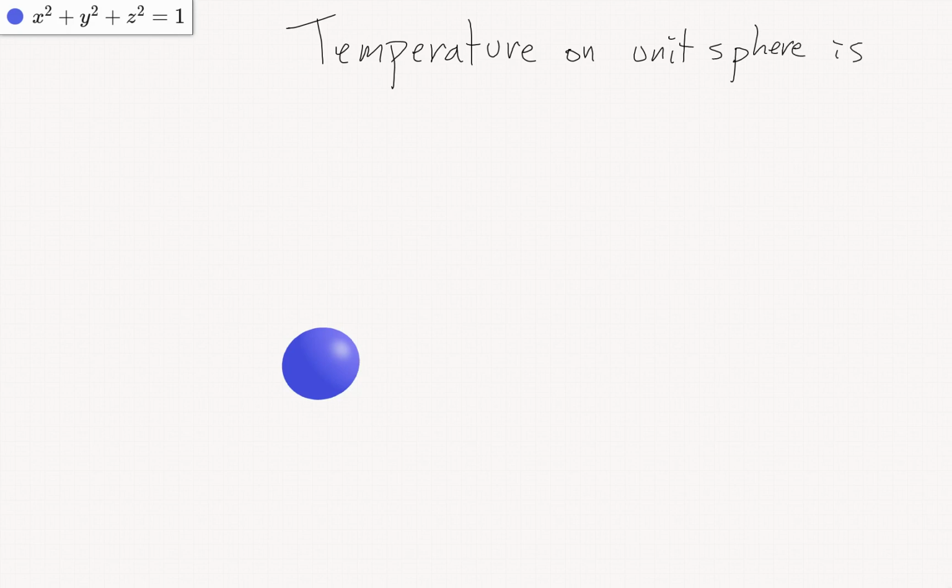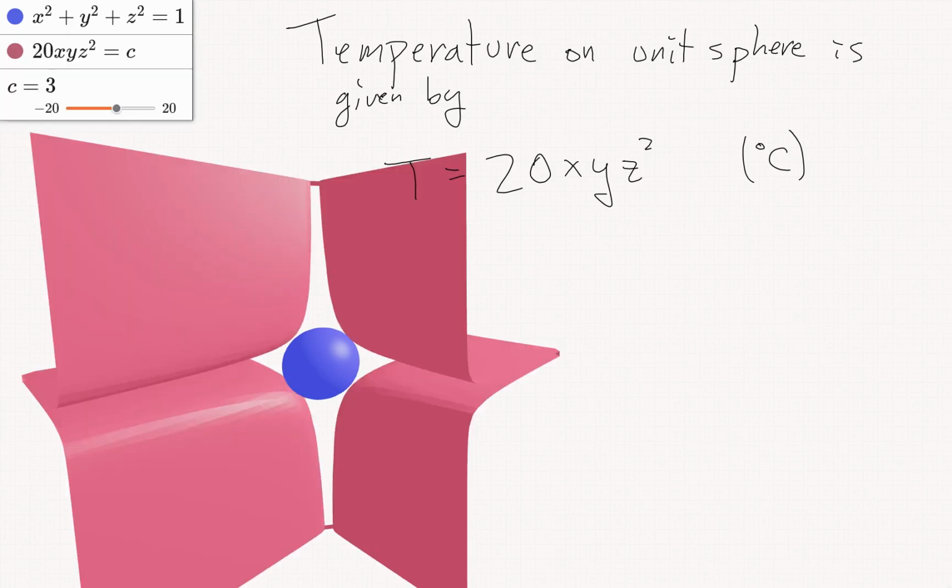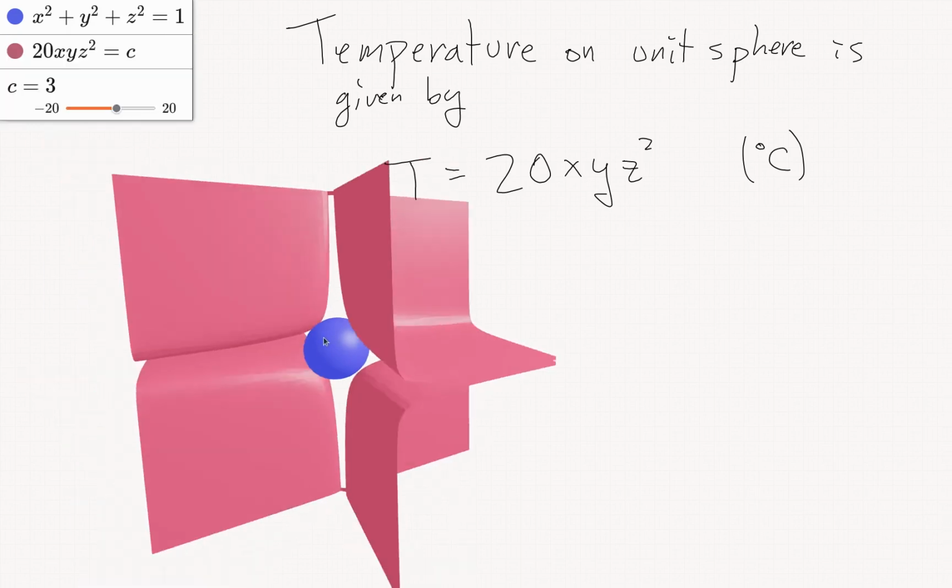Suppose that the temperature on a unit sphere is given by T equals 20xyz squared in Celsius. So here are the level surfaces of that temperature function.